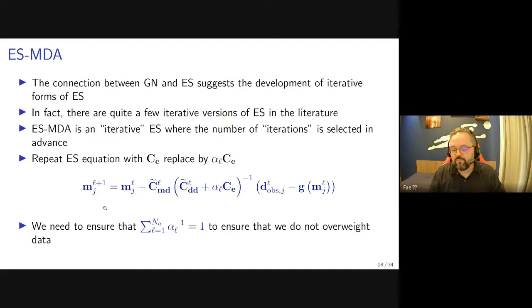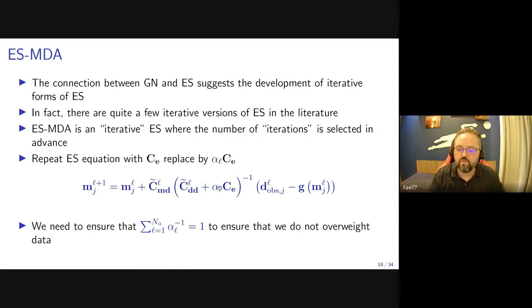But there is one nice thing about ESMDA. The expression is really simple. It's essentially the same ensemble smoother expression. You see? The only difference is this constant. It's a number multiplying this matrix. And this number is larger than 1. It's like I'm inflating the covariance matrix of my data, which means I'm trusting less in my data every iteration.